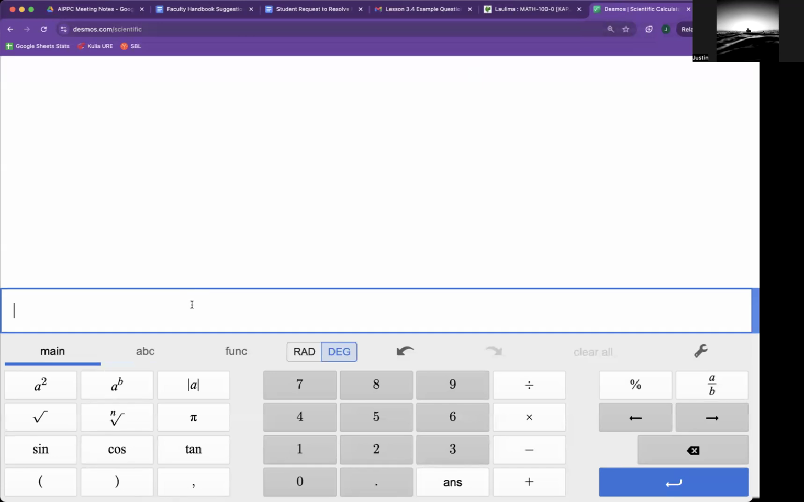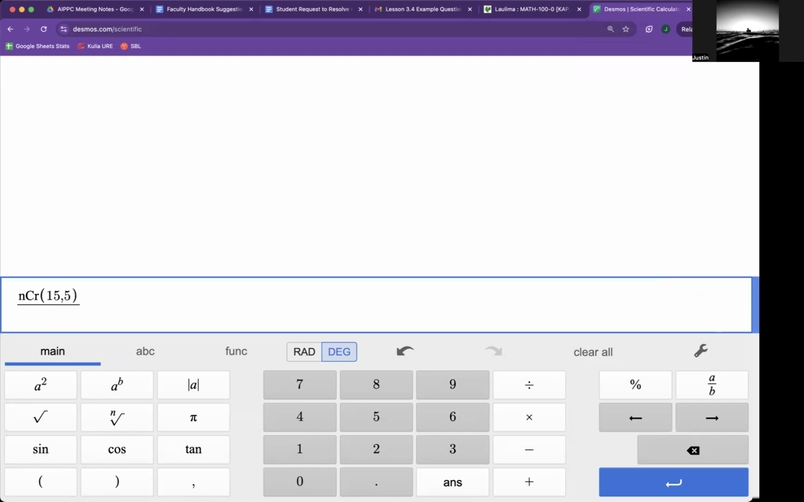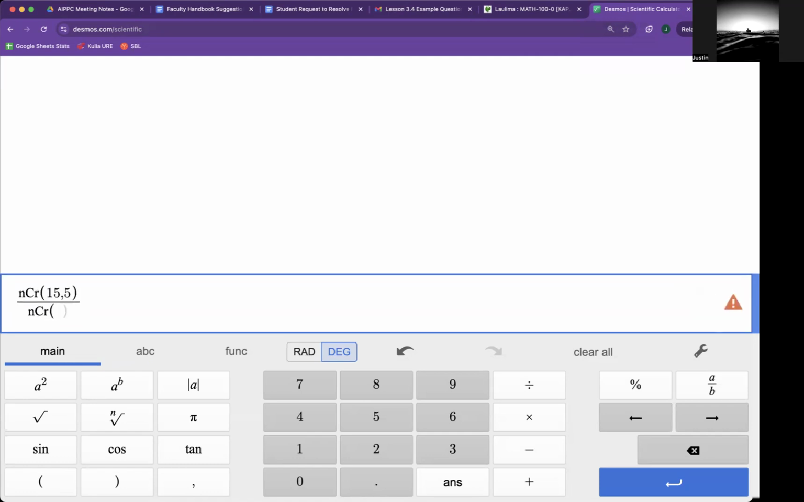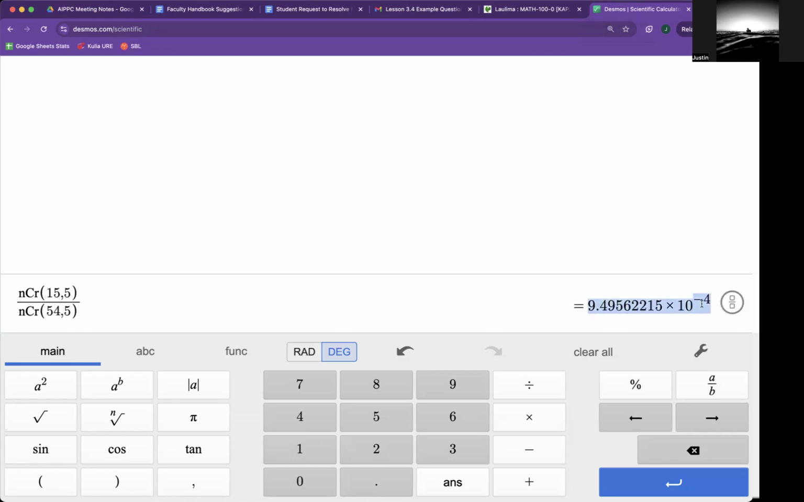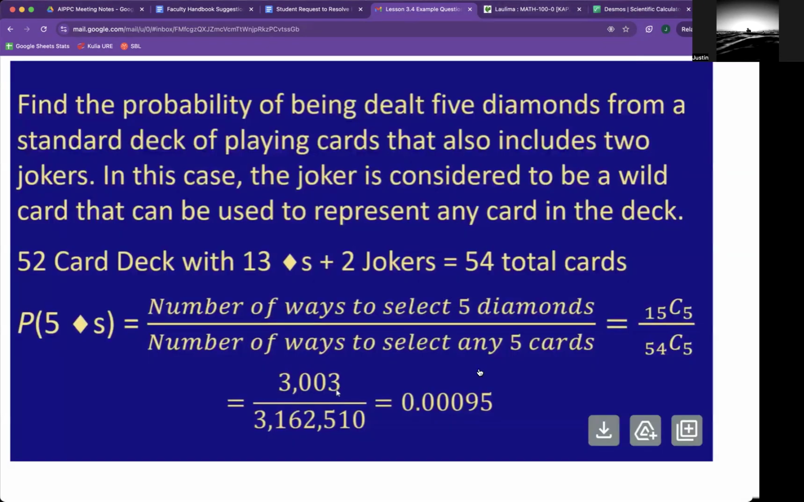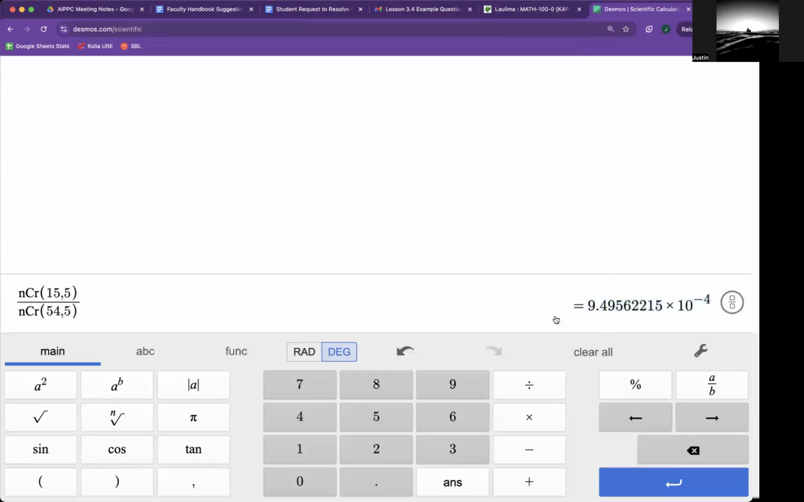So here, let's go to the Desmos calculator. And how would you calculate this? You do nCr 15 comma 5 on the top, divided by nCr 54 comma 5 on the bottom, right? And so you see this answer and you say to yourself, what? That's not right, because the book is saying 0.00095, but Desmos is giving me 9.4. What's going on here? And this is just scientific notation.